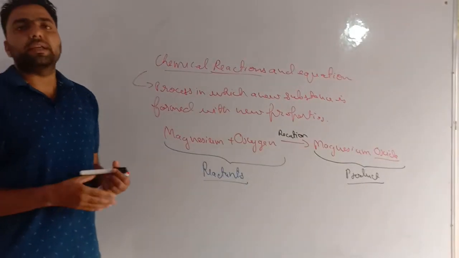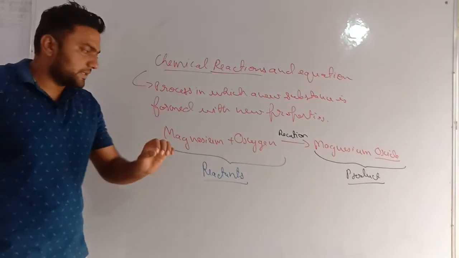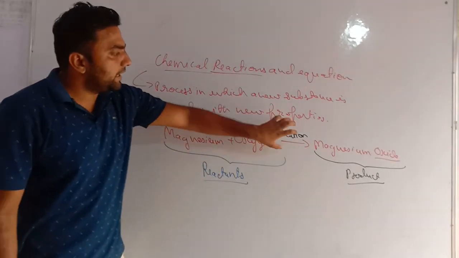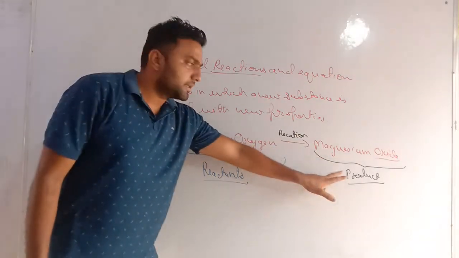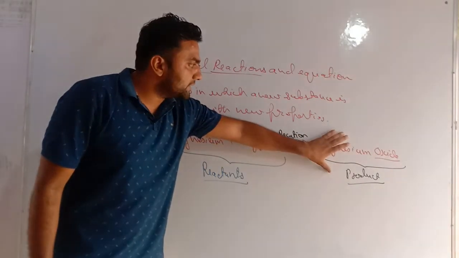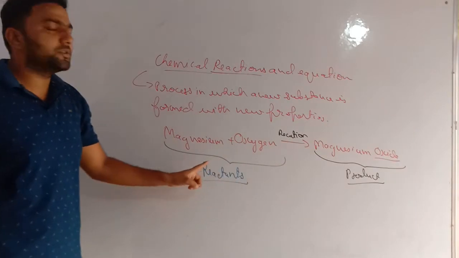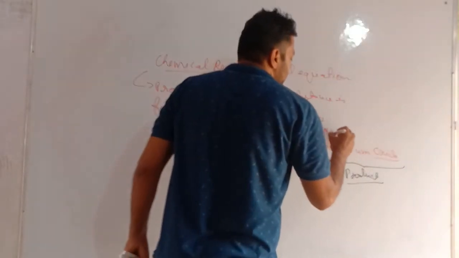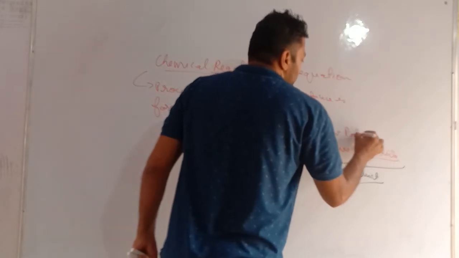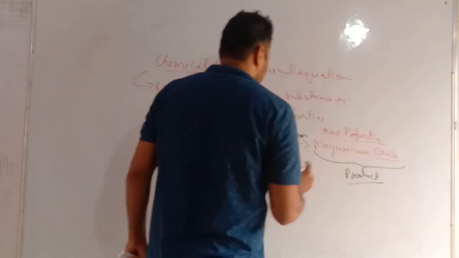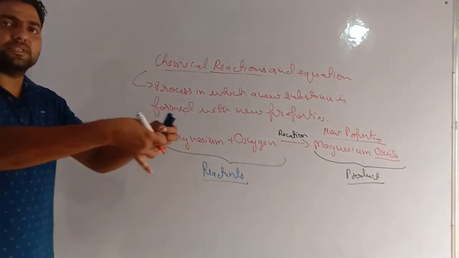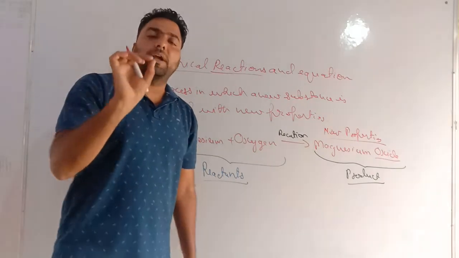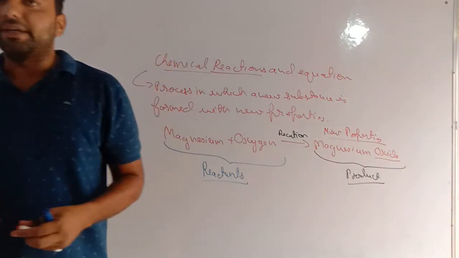So what is a chemical reaction? A chemical reaction is a process in which reactants combine, go through reaction, and after reaction I get products. The properties of products are fully different from the properties of reactants. This magnesium oxide has fully new properties. Oxygen is a gas, magnesium is in solid ribbon form, and this magnesium oxide is a white powder which you get after this reaction.